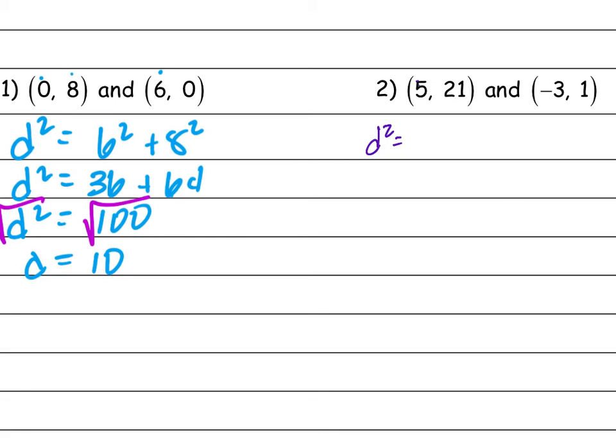Think of a number line. How far apart are they? 0 to 3 is 3. From -3 to 0, it's 3. And from 0 to 5, it's 5. So 3 plus 5 is 8. Okay?